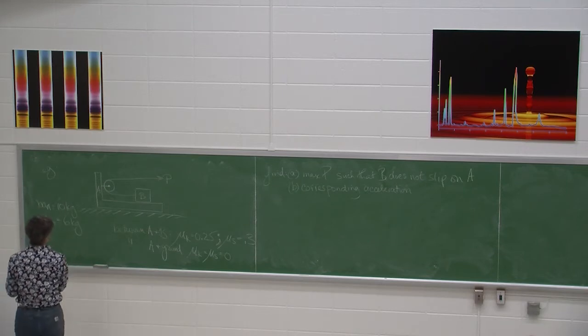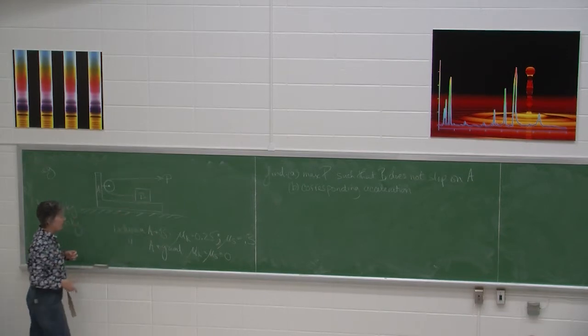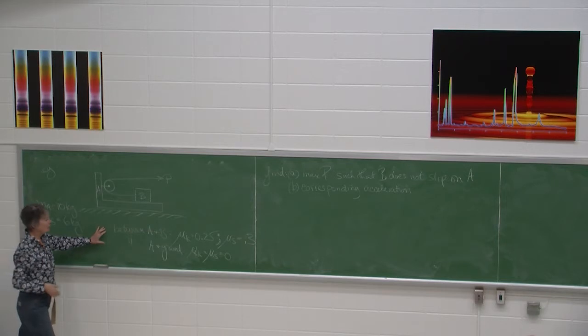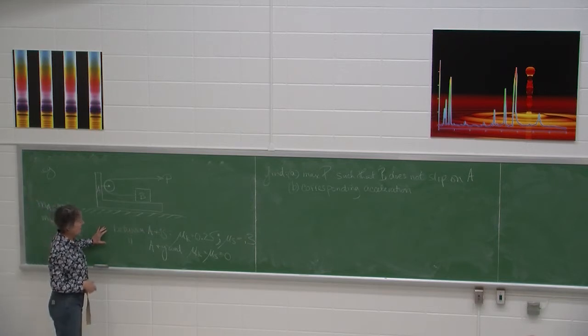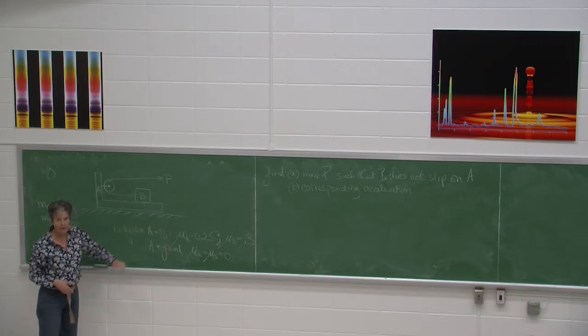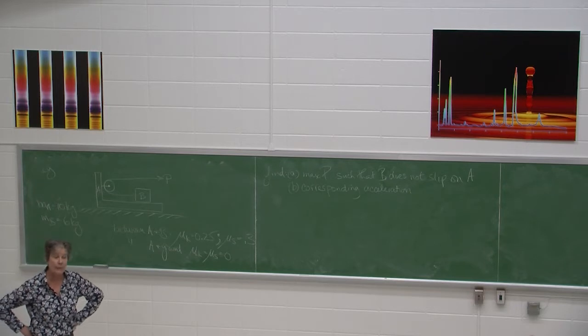This is a system of two masses, A and B, and they are connected through this pulley system. We're given the masses, and we're given the information about the friction coefficients at this surface, and also at that surface. Obviously, that's an idealization at the ground. I'm not going to be able to demonstrate that idealization very well. And we're asked to find the maximum P such that B does not slip on A and the corresponding acceleration.